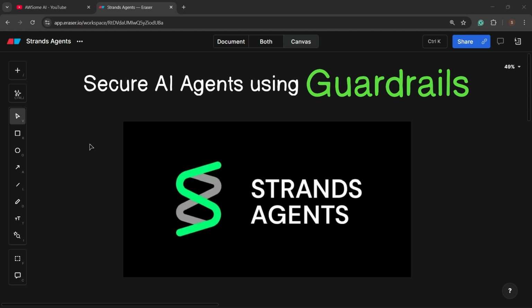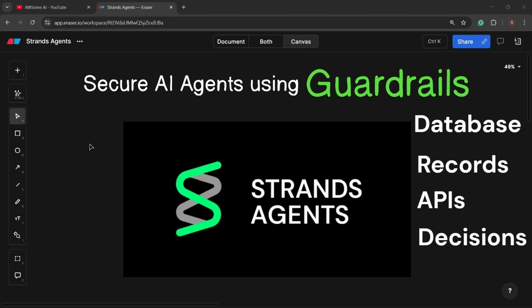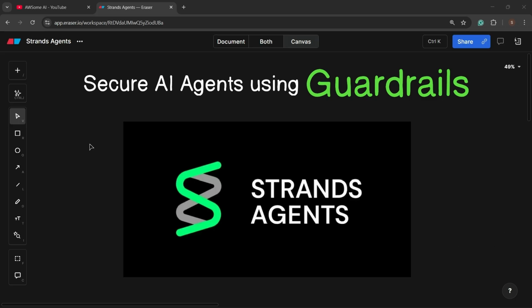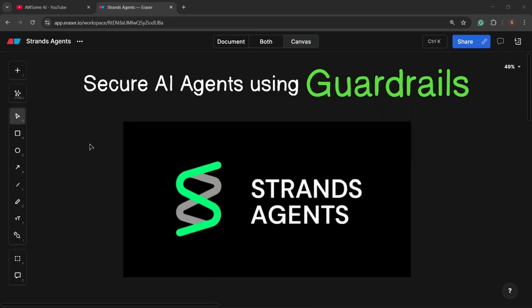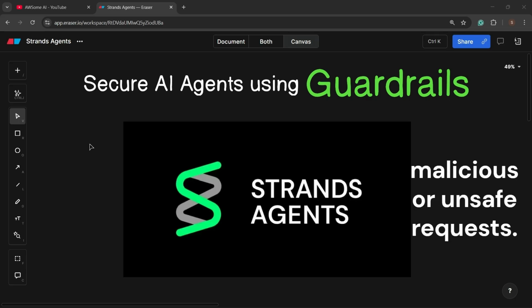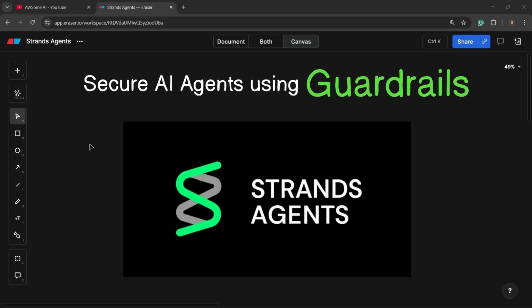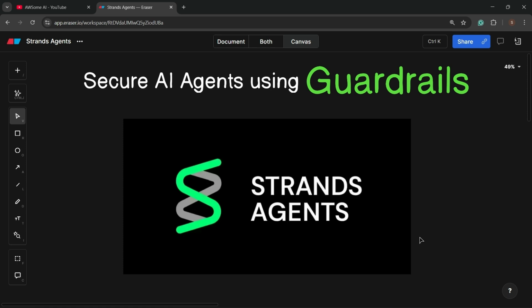Modern AI agents are incredibly powerful. They can access the database, update the records, call APIs, and even take the decisions. But there's a famous quote that goes, with great power comes great responsibility. And as a developer, it's our responsibility to make our AI agents behave safely. We must ensure that they do not generate invalid outputs, corrupt important data, or execute malicious or unsafe requests. And that's exactly why we need guardrails.